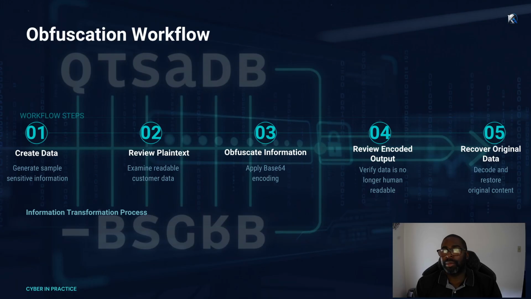Now that we've completed the demonstration, let's review the workflow one final time. We started with plain text information, transformed it using Base64 encoding, reviewed the obfuscated output, and then recovered the original data. This process demonstrates how obfuscation can reduce exposure while still allowing authorized users to access information when necessary. With that in mind, let's wrap up with the key takeaways.